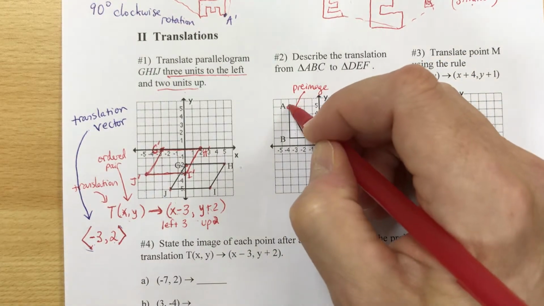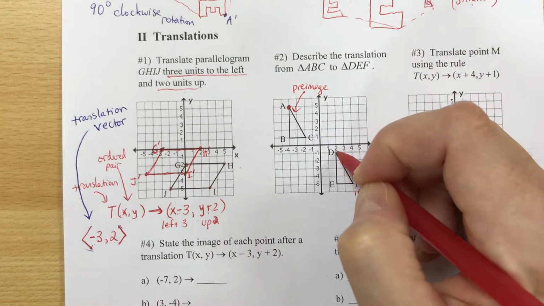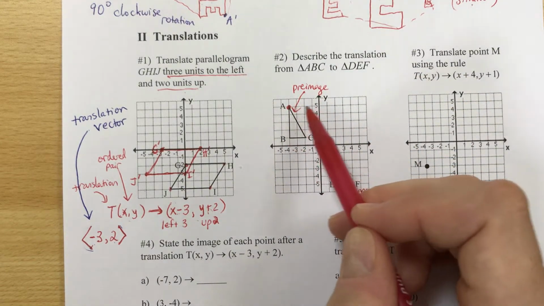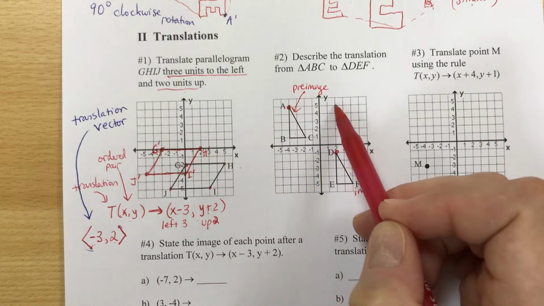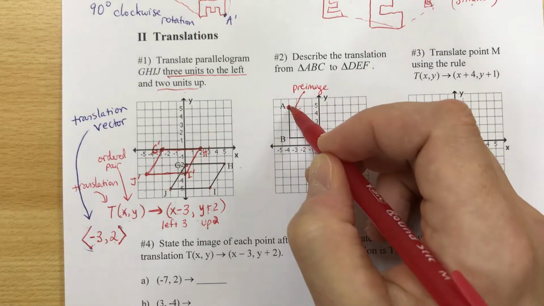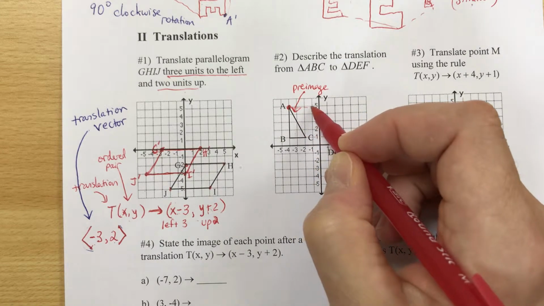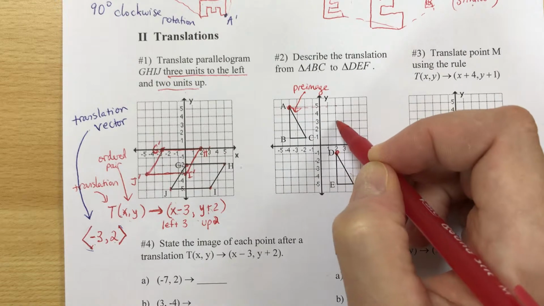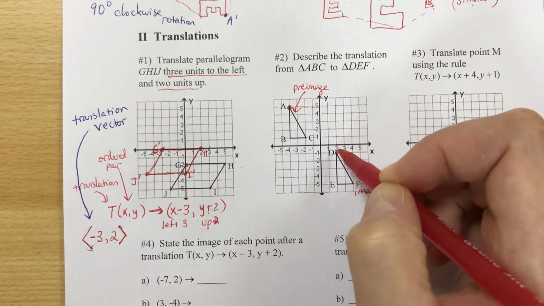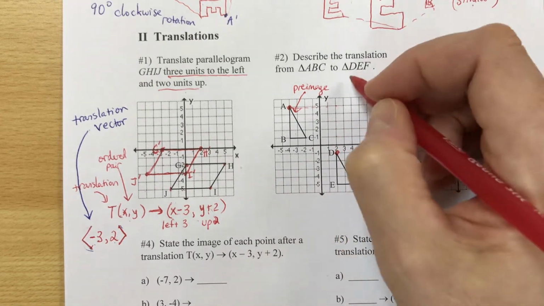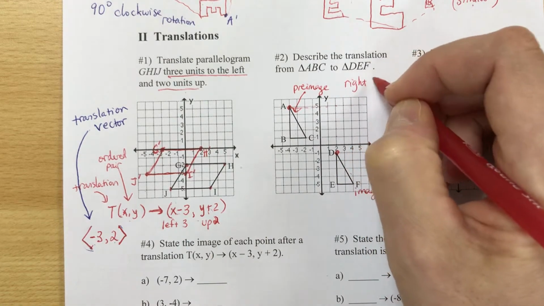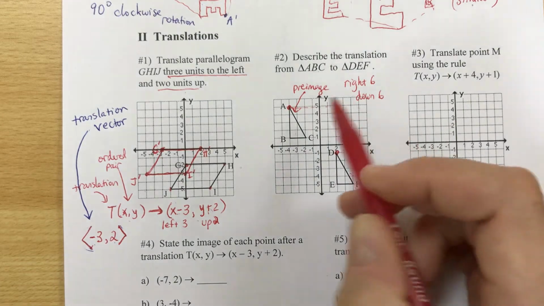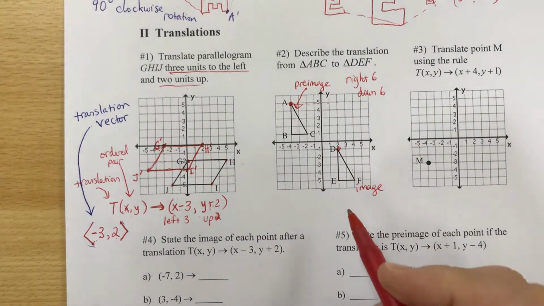So let's take point A, and that will correspond to point D, and what we're going to do is we're going to count. In this case, we're going to go right, and we're going to go down. Okay, so we're going to go right, 1, 2, 3, 4, 5, 6, and we're going to go down, 1, 2, 3, 4, 5, 6. So in words, we're going right 6, down 6. Notice that this is not slope. This is x direction, y direction.